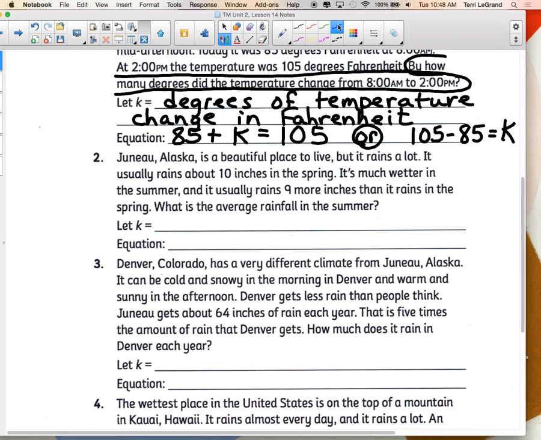85 minus 105 equals K. Okay, 85 minus 105 equals K. I'm just going to put it up here. You guys don't have to put it on your papers. 85 take away 105 equals K. What would happen in that situation?